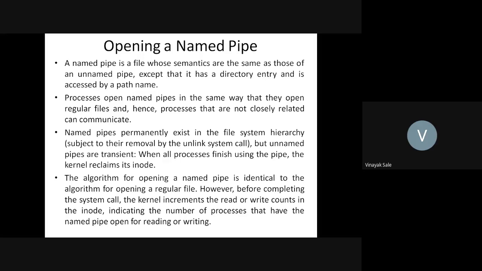The algorithm for opening a named pipe is identical to the algorithm for opening a regular file. However, before completing the system call, the kernel increments the read or write counts in the inode, indicating the number of processes that have the named pipe open for reading or writing.